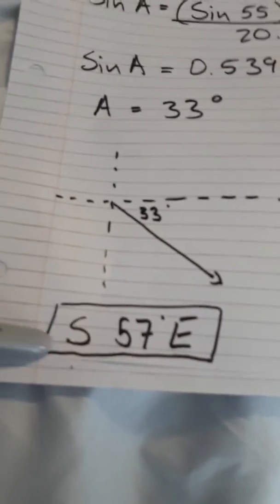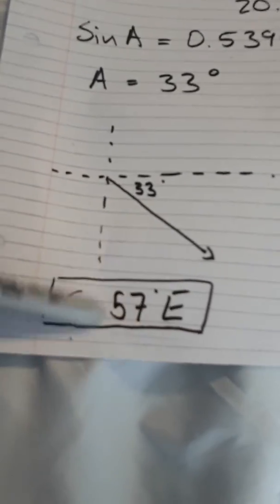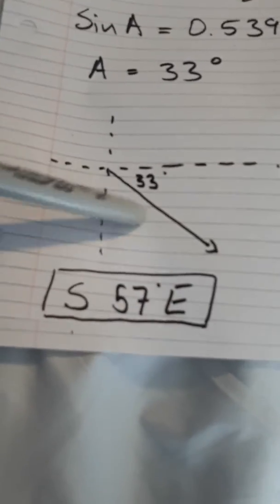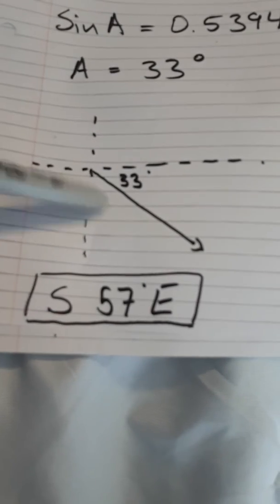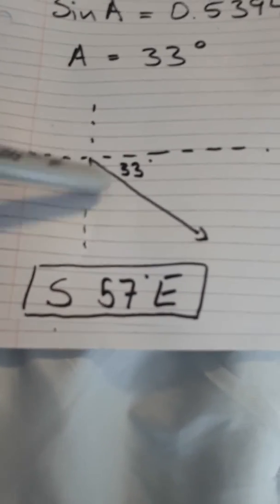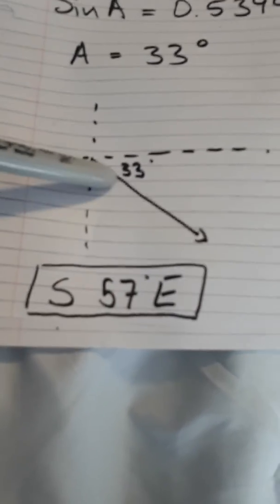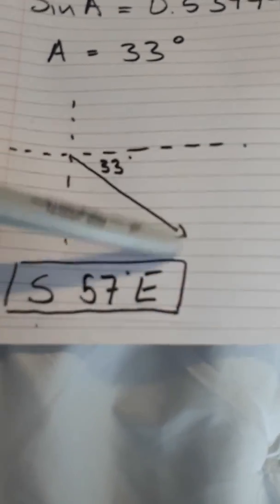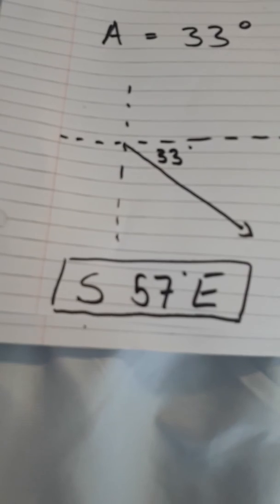And bearings always start with north or south, and then we use the angle closest or with respect to that north or south line. So here we're going south, and I'm going to use this angle right here. Don't call it 33 degrees, that's not the bearing. The bearing is south, 57 degrees in the east direction. Okay, so that would be our bearing for that.